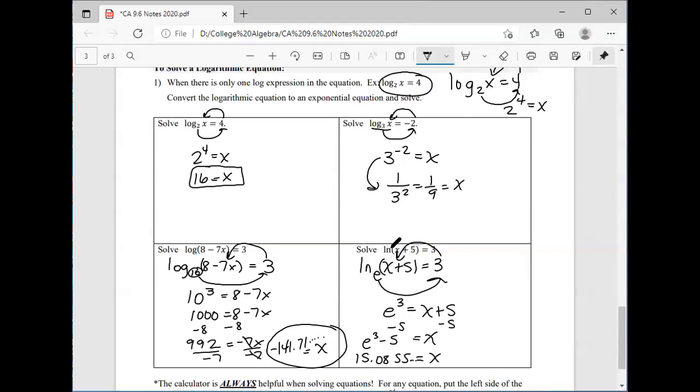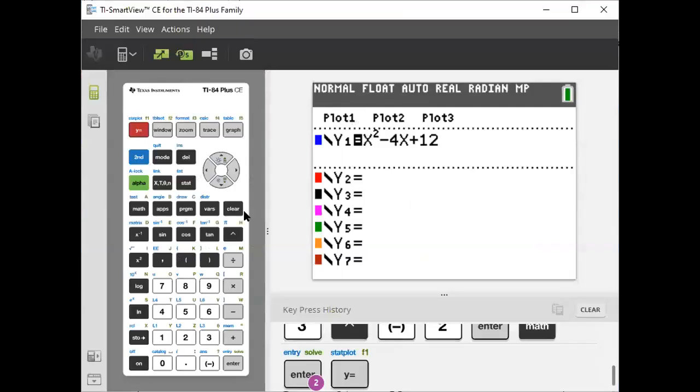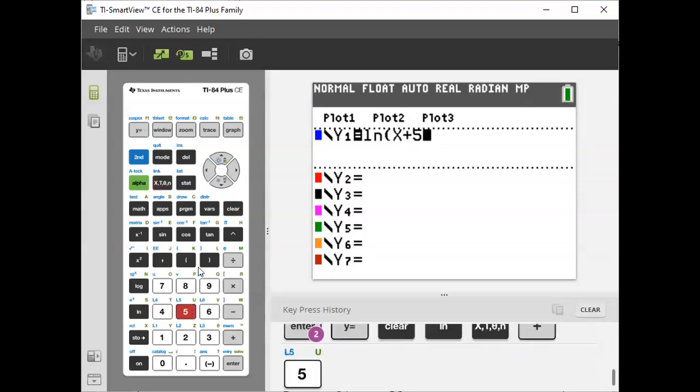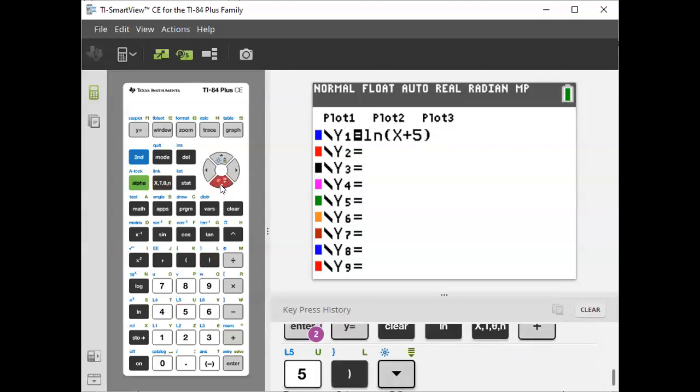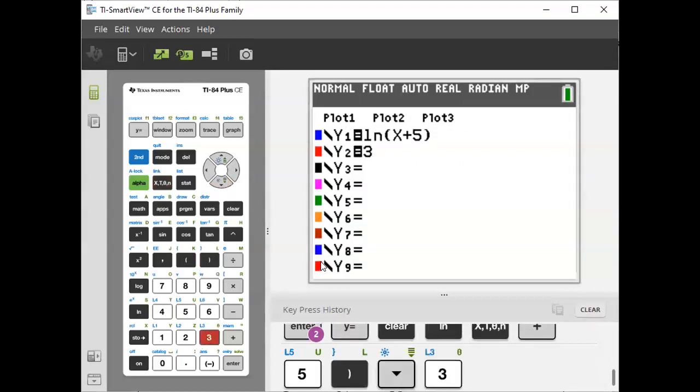So let's just look at this last problem. Ln of x plus 5 equals 3. So in y1, we're going to type in ln of x plus 5. In y2, we're going to type in 3. I'm going to y equals, typing in the natural log of x plus 5. And it was supposed to be equal to 3, and so I'm typing that into y2. Okay, then I'm going to hit graph.